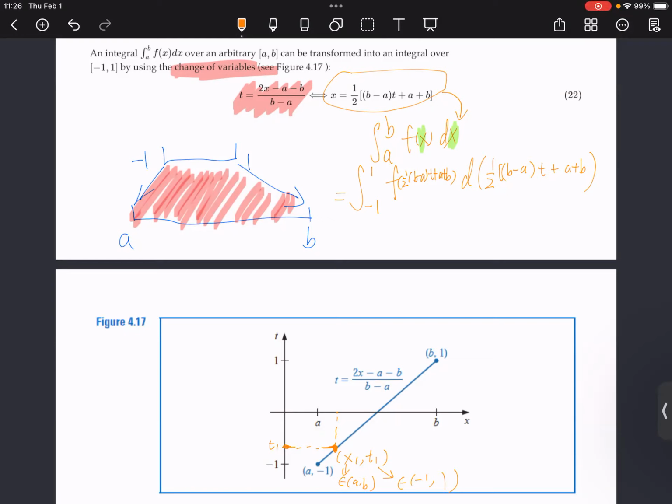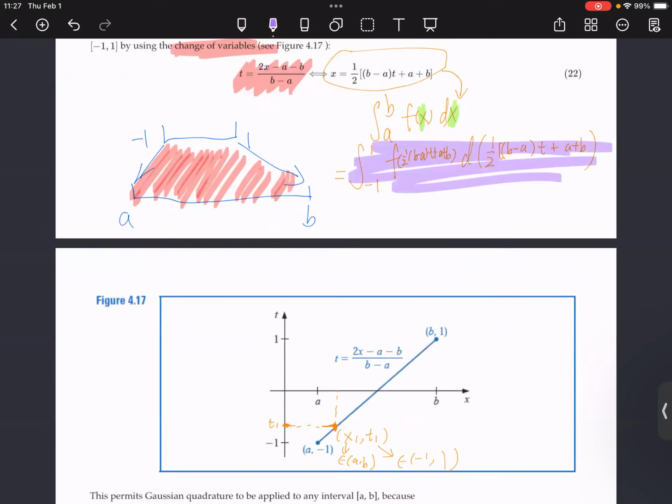Don't take AB to the next formula, because we have already changed the variable. We changed the variable from x to t, and this is the variable we care about. We are doing integration with respect to t instead of x after changing the variable. And this is how we perform integration on any interval a, b instead of -1 and 1. We change the variable and then change it to the interval -1 and 1.